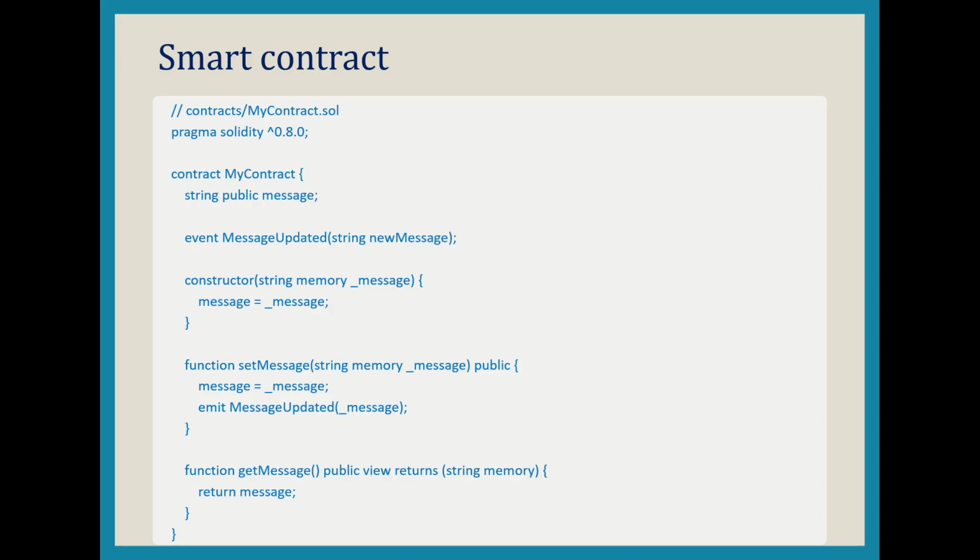And finally, what's different here again compared to what we have done? emit MessageUpdated(_message) emits the MessageUpdated event, signaling that the message has been updated. So you're emitting an event here. That's what extra you're doing here.